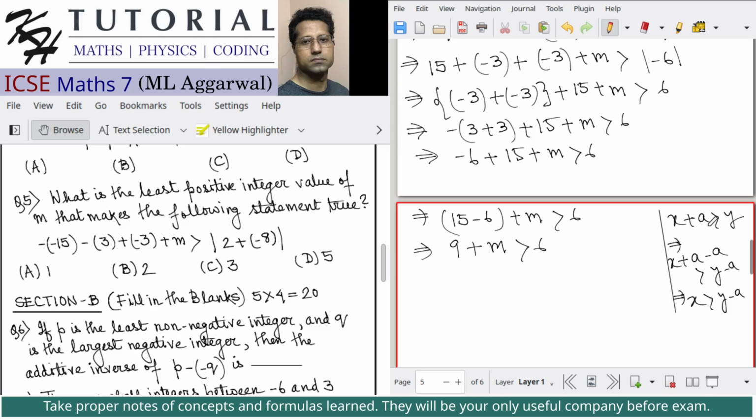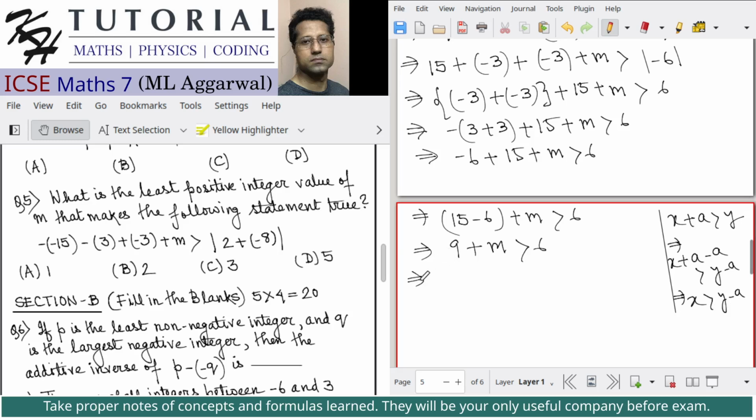You can also think of it like this: I have transposed a to the right hand side. In an equation, whether it be equality or inequality, when you transpose, that is when you shift one term from one side to the other, the sign will change. On the left hand side, the sign is plus a. So on the right hand side, when I shift a, it will become minus a. So you see x is greater than y minus a.